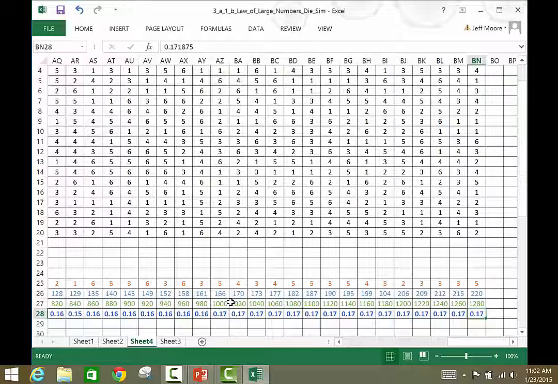In this last column, we have a total of 1,280 rolls by the time we get here. And the number 1 has appeared 220 times, for a probability of 0.17.